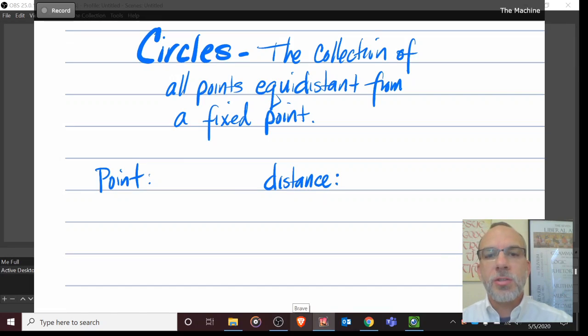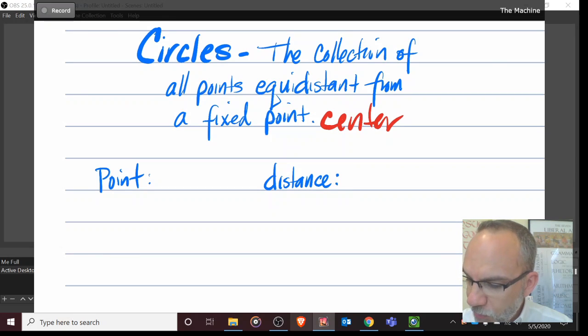So let's switch over now and talk about circles. Okay, so the definition of a circle from geometry is it's the collection of all points equidistant from a fixed point, and that fixed point, then we call that the center.